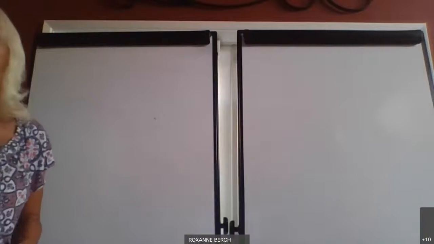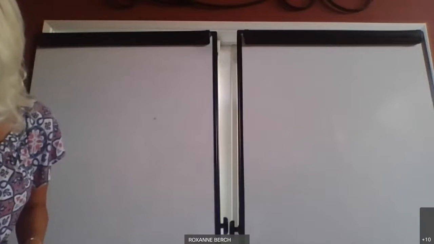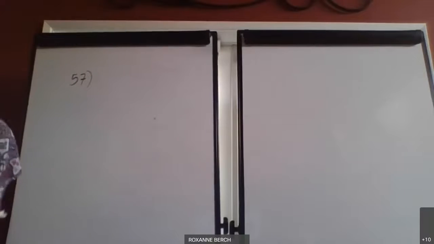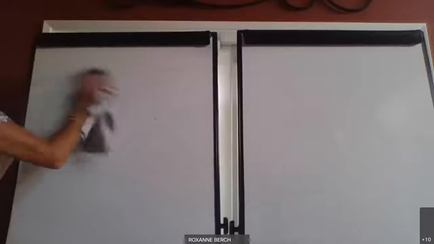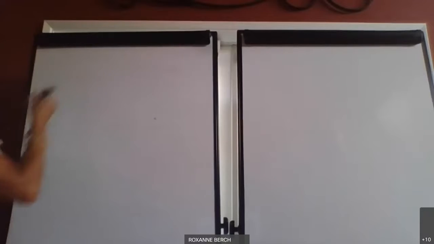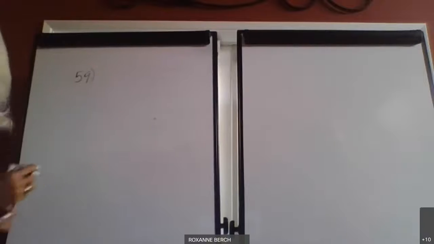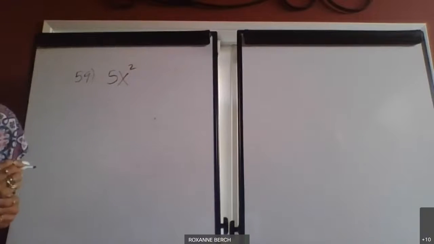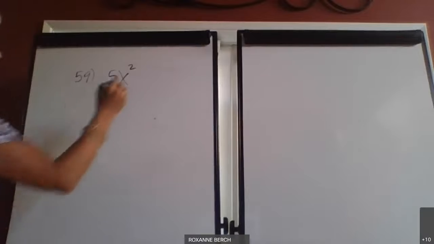That's the second section, right? It's on page 106, number 55, solving by factoring. Oh yeah, can you do number 59 after this problem? I'll do 59 right now. I'm only going to do one problem. 5x squared equals 20x.